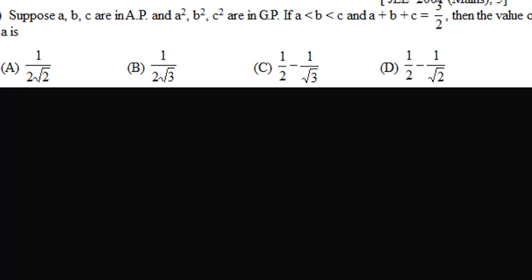Now here the question is, suppose a, b, c are in AP, that means twice b equals a plus c, and a square, b square, c square are in GP. That means b square whole square is equal to a square into c square, or b square equals plus or minus ac. And it is given that a is less than b is less than c, and a plus b plus c is 3 by 2. Find the value of a.